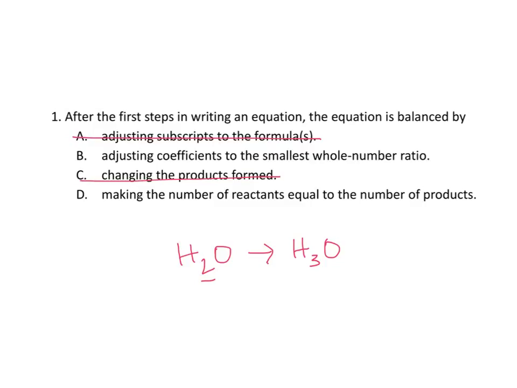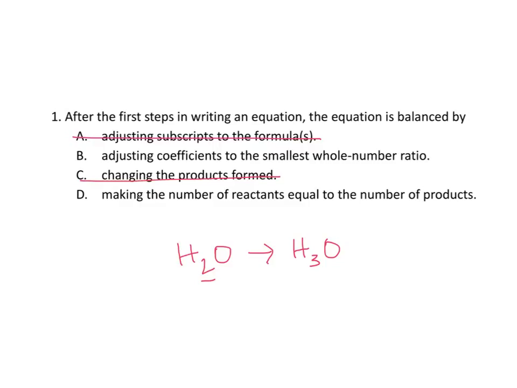And then D, making the number of reactants equal to the number of products. This doesn't really do it for us either because you're not balancing the equation. Just because you make the number of reactants equal the number of products doesn't mean you've balanced or conserved the mass within your equation, your reaction.